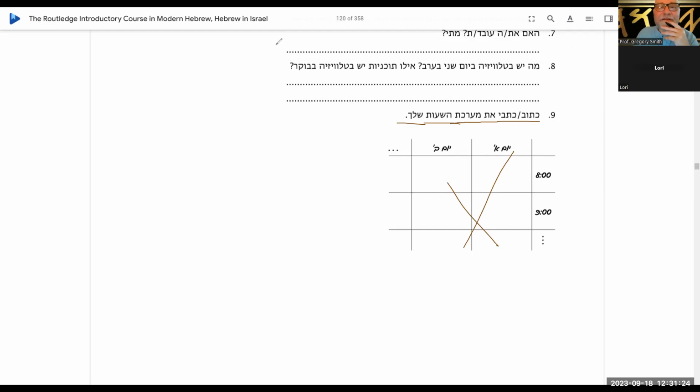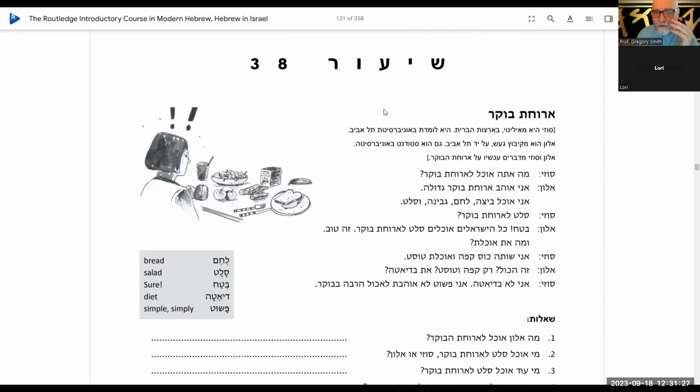That finishes up this chapter here, and now we are on shiur shloshim b'shemuna. I bet you that's what that is. Shiur shloshim b'shemuna. Yeah, that's right. שיעור 38. Okay. So that completes the previous section there.